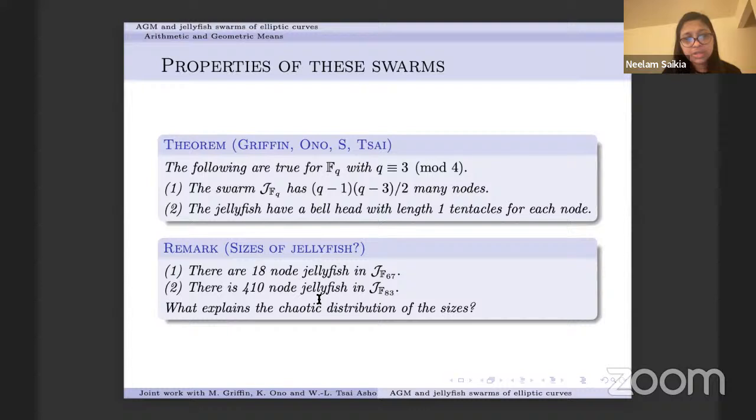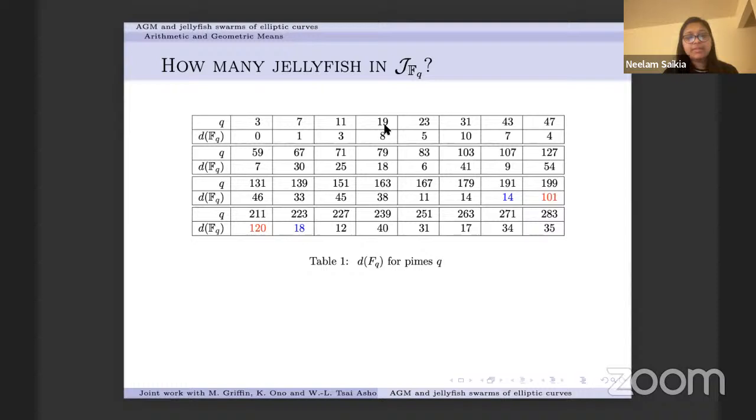So in future we want to study the distribution of the sizes of the jellyfish. These are some hard problems that are yet to be studied. We probed some easy stuff, and the hard stuff still needs to be done. So let me give you a table that describes how many jellyfish appear in a jellyfish swarm.